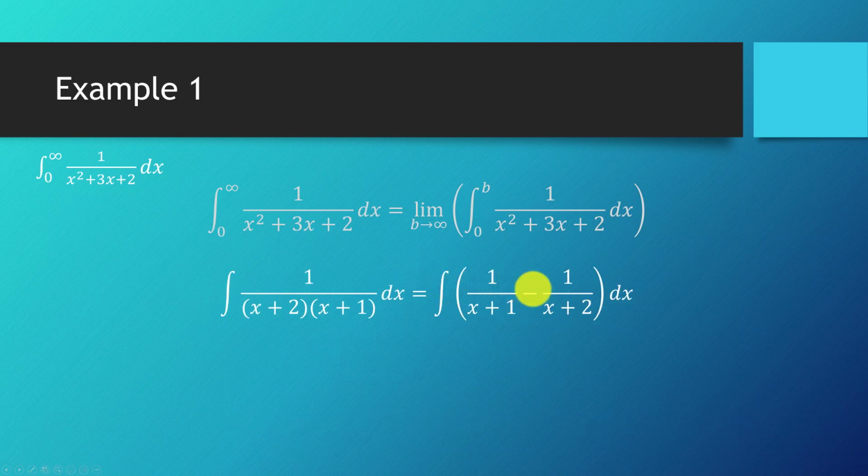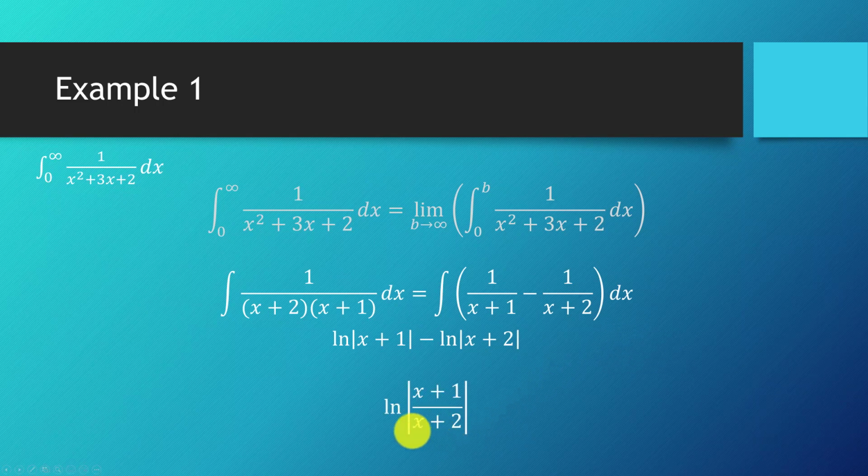And this is easy enough to integrate. We'll get natural log x plus 1 minus natural log x plus 2. And normally we say you don't need to worry about combining the logs, but in this case you do. Otherwise you'll get that this diverges, but that's not true. With log rules we can see that.